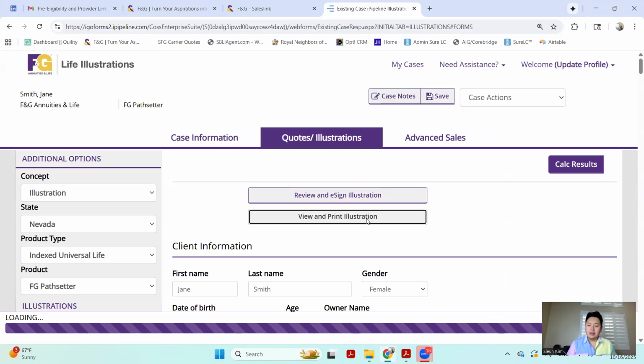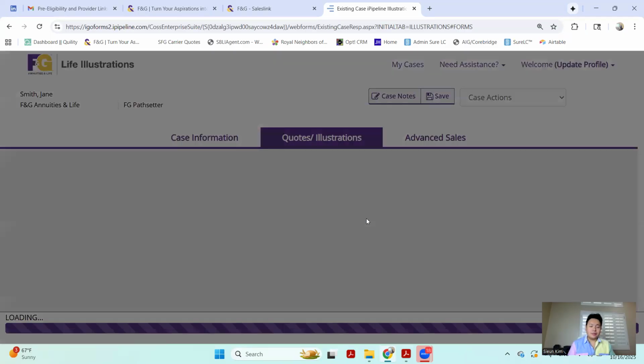And this is going to generate 20 to 30 pages of illustration. And I'm going to show you how to read it and how to explain it to your clients.